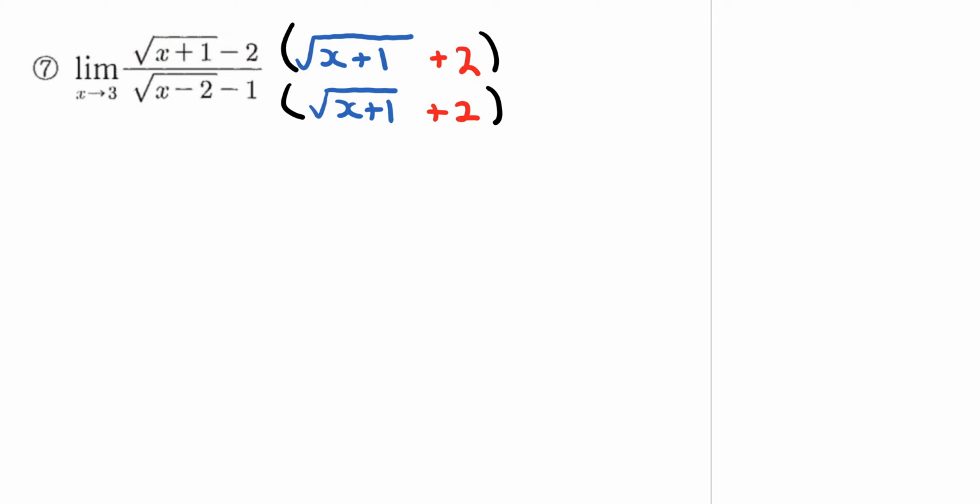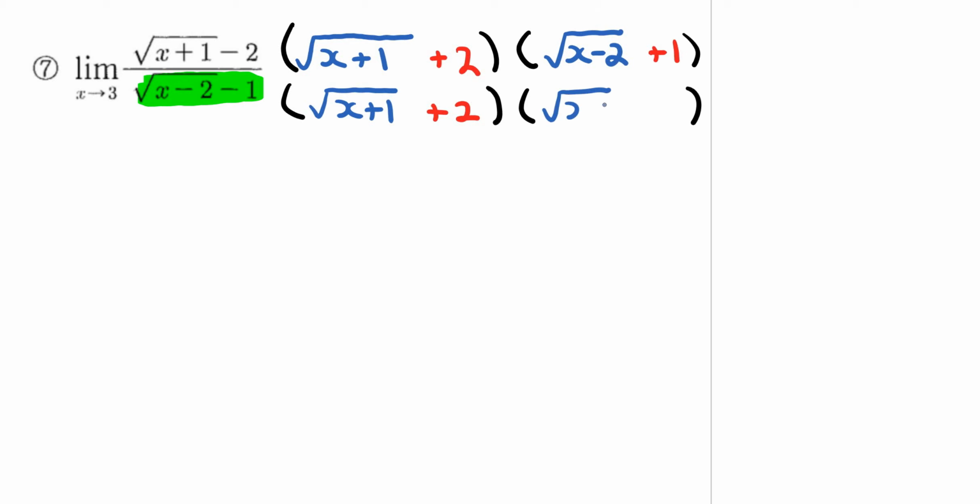And then step number 2 is that we notice that there is another radical on that denominator, and we need to multiply by the conjugate of that. So if I do that, let's open up another bracket here. This will be the square root of x minus 2, and that will be plus 1. And then on the denominator, I'm multiplying by root x minus 2 and then plus 1.